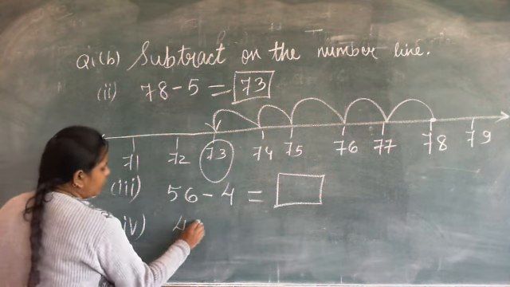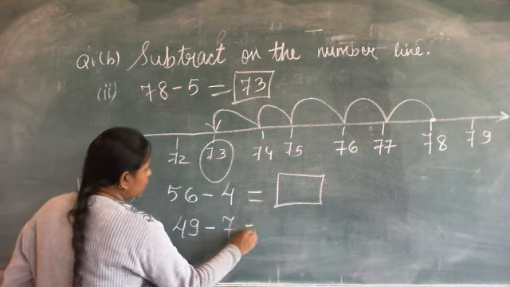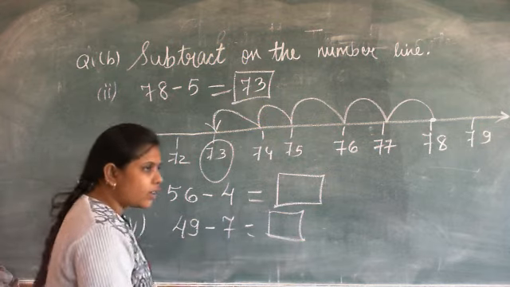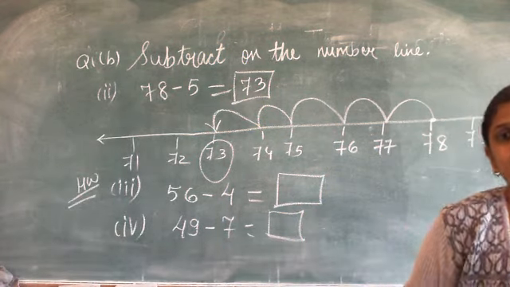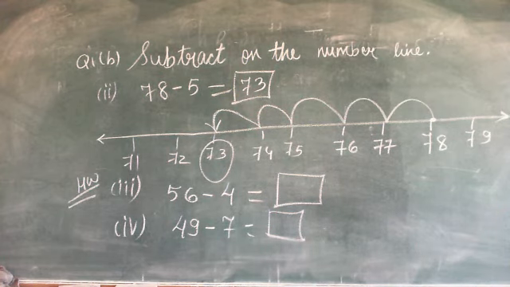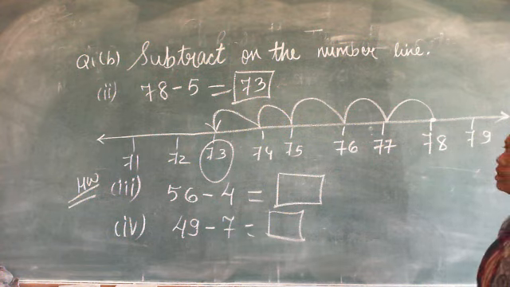49 minus 7 is equal to. So these two are the homework questions for subtracting on the number line. The first question is 56 minus 4 and the second question is 49 minus 7. So these two are homework questions of subtraction on the number line, and two questions I have already given you on addition on the number line. Okay, so try to solve these four questions. I will make sure that all the students do the questions.